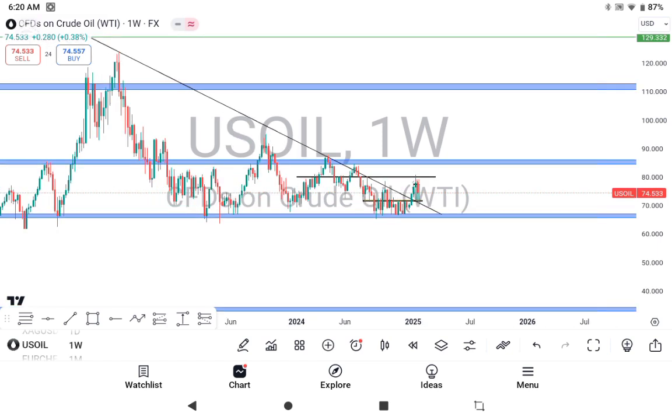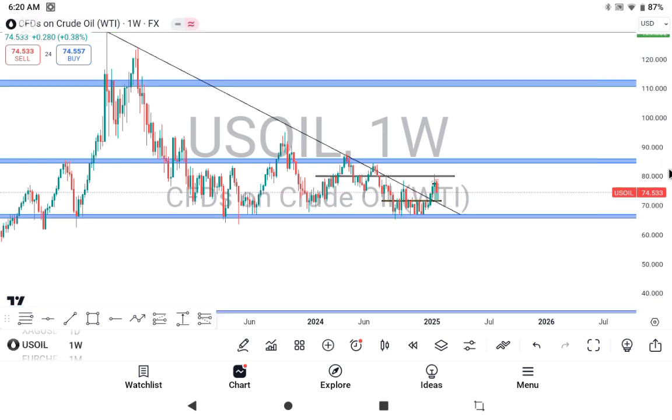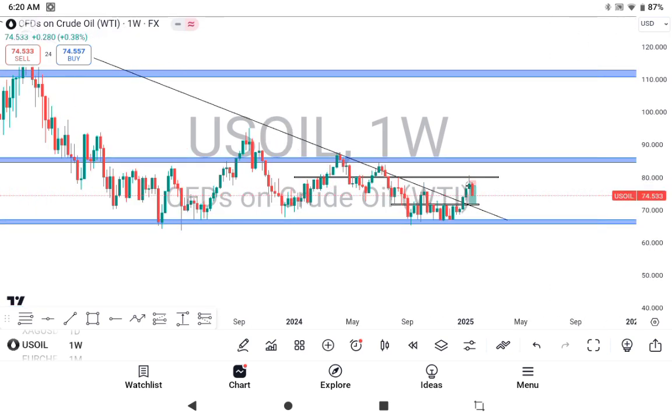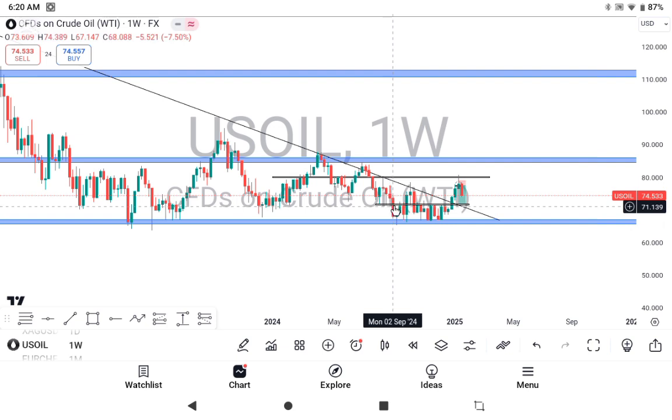Now on the weekly time frame right here, as you can see, US oil has been moving sideways, up and down in between the key level of support right here and the key level of resistance. We have a smaller sideways movement too right here. In between the big sideways movement, we have a small sideways movement forming now.